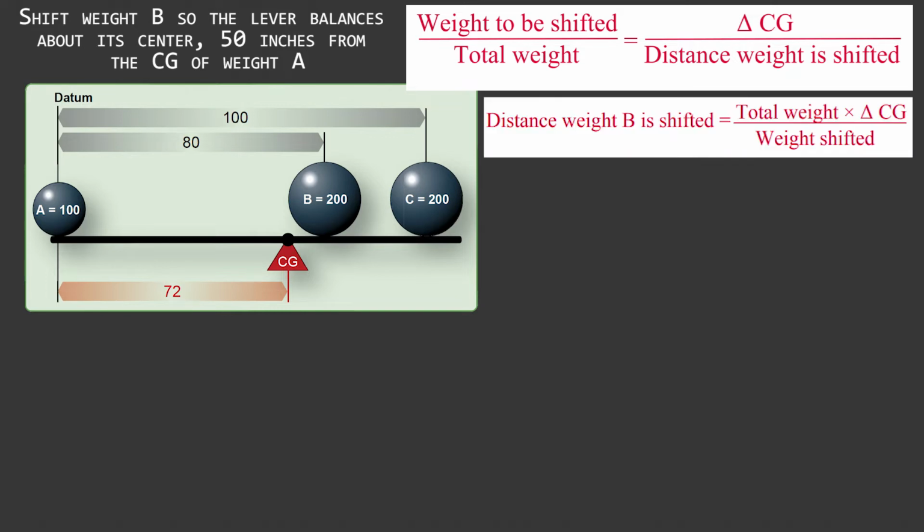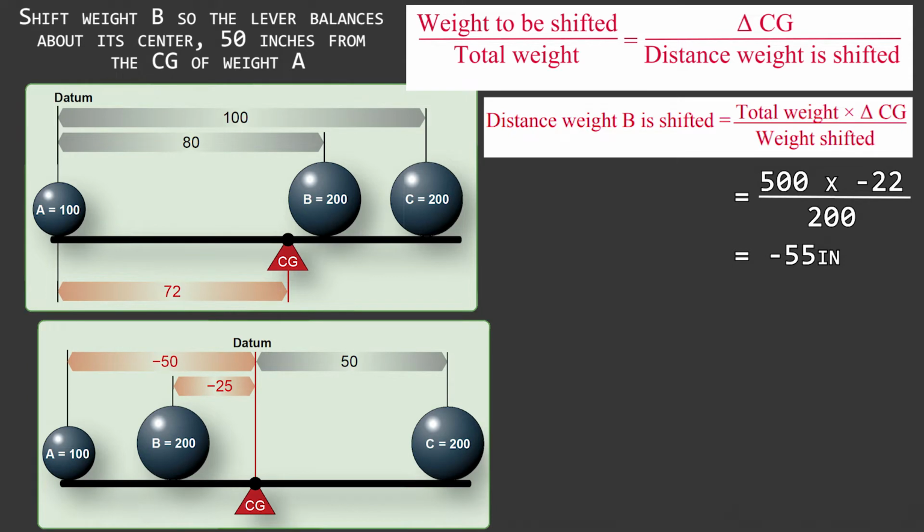To solve for distance B is shifted, we need to take the total weight, and that's A, B, and C, and that's going to be 500. And we need to multiply that by the change in center of gravity. So we want our center of gravity to move 22 to the left, so that's minus 22. And we divide all that by the weight shifted. And the weight that we'll be shifting is 200 pounds, which is the weight of B. When you run the math, that equals minus 55. So we take our item B and we move it 55 inches to the left.